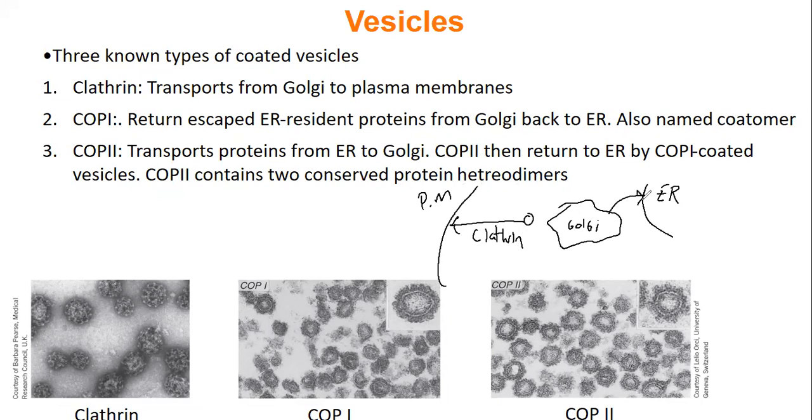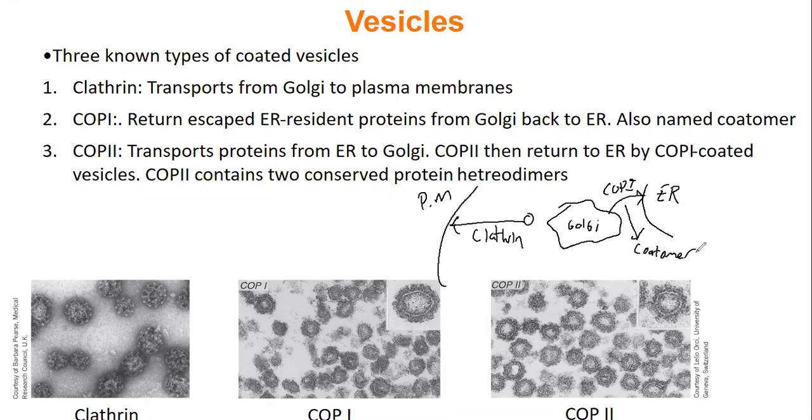If my Golgi is going back to ER, that is COP1, also known as coatomer. And that's just because some proteins have to stay in the ER. They are ER-specific proteins, but just naturally, proteins that are in the ER will be transported to the Golgi. So a mistake could happen in which a protein that is supposed to stay in the ER accidentally goes to the Golgi. So we need to return them back to their home. We need to return them back to the ER. And so we have COP1 coated vesicles to do that.